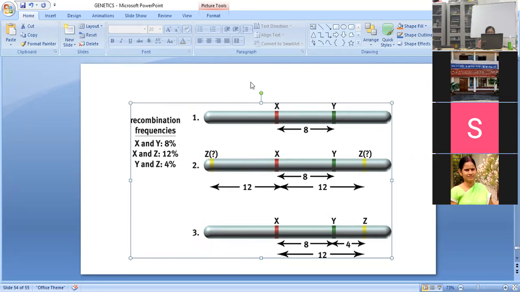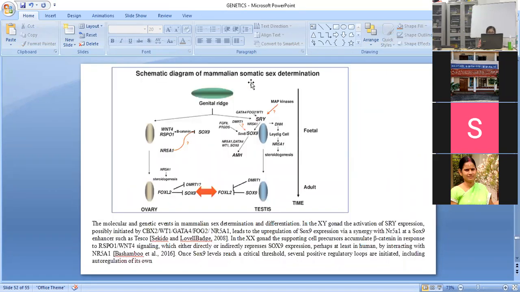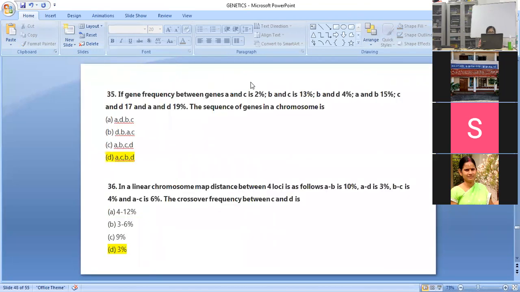Similarly, the questions below, the approach will be the same. If the gene frequency between gene A and C is 2%, B and C is 13, B and D is 4, A and B, all these we have to write according to probability by scaling, and you have to find out what is the sequence.